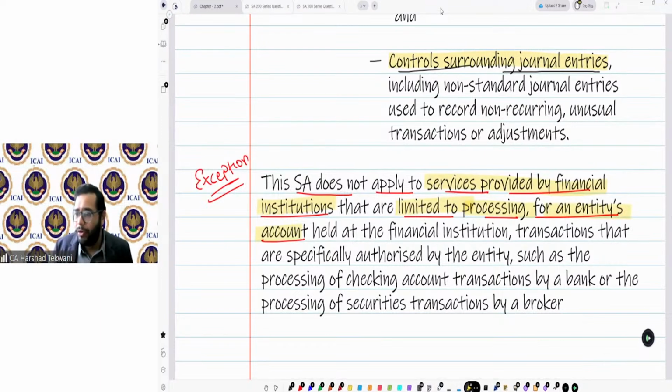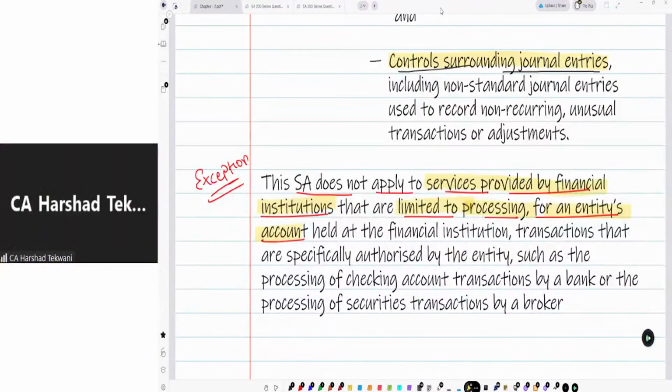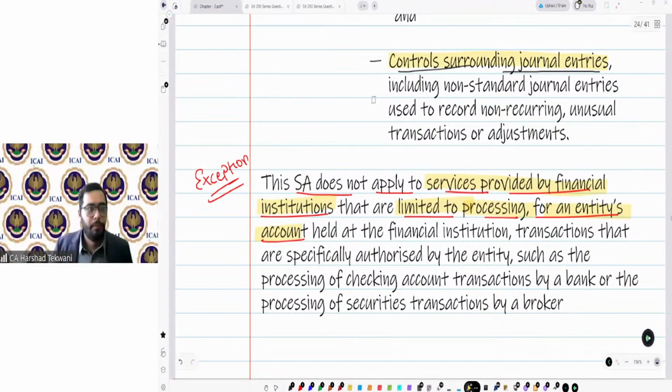Clear? Any doubt? Any doubt? Okay. Any doubt?